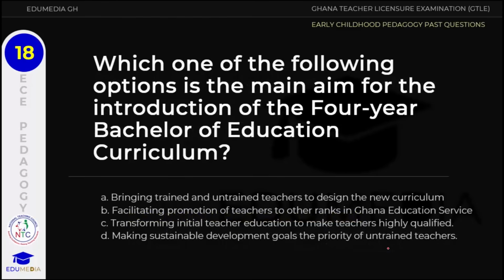Question number 18. Which one of the following options is the main aim for the introduction of the 4-year Bachelor of Education curriculum? Option A, Bringing trained and untrained teachers to design the new curriculum. B, Facilitating promotion of teachers to other rounds in Ghana Education Service. C, Transforming initial teacher education to make teachers highly qualified. D, Making sustainable development goals the priority of untrained teachers. The correct answer is C. Transforming initial teacher education to make teachers highly qualified.